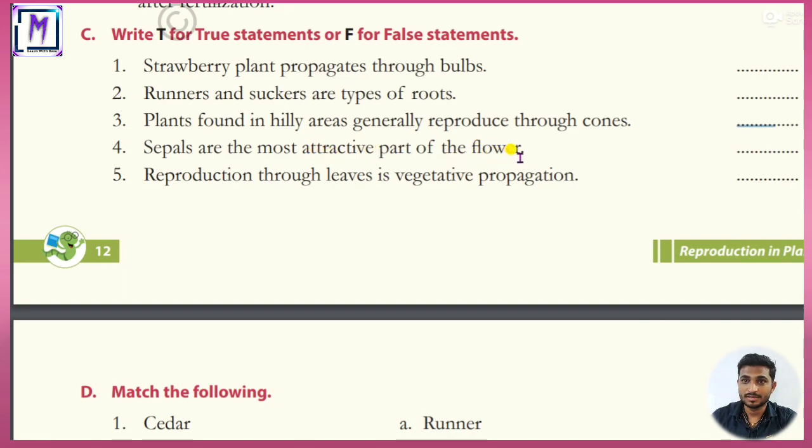Now see, the fifth statement is given: reproduction through leaves is vegetative propagation. As we know, reproduction of the plant from parts called the root, stem and leaves means these are its vegetative parts. That's why the leaf is included in the vegetative part, so this statement is a true statement. You have to write it as true.